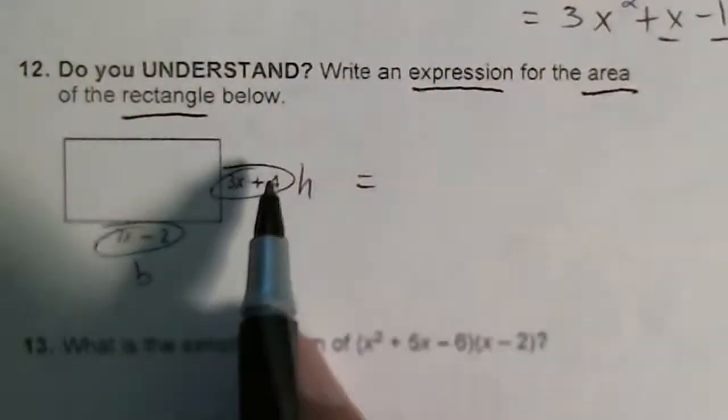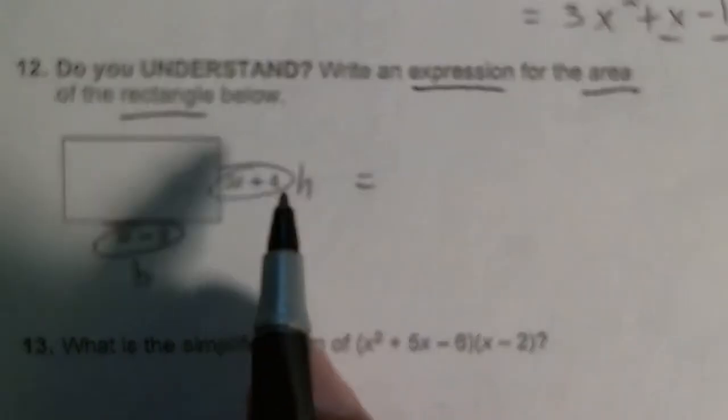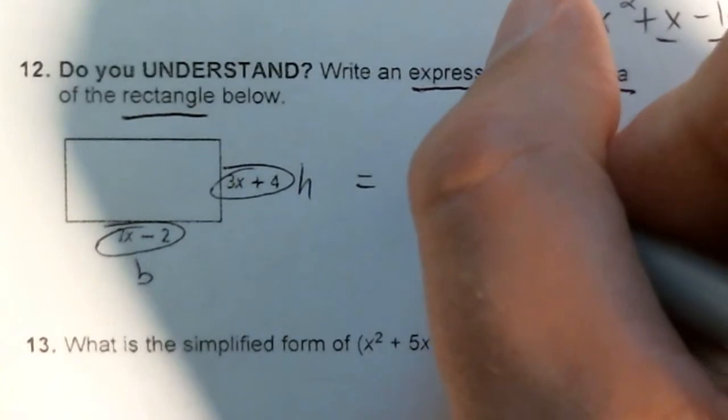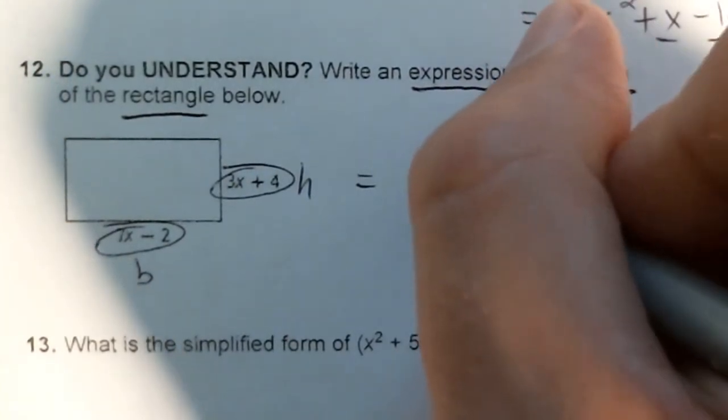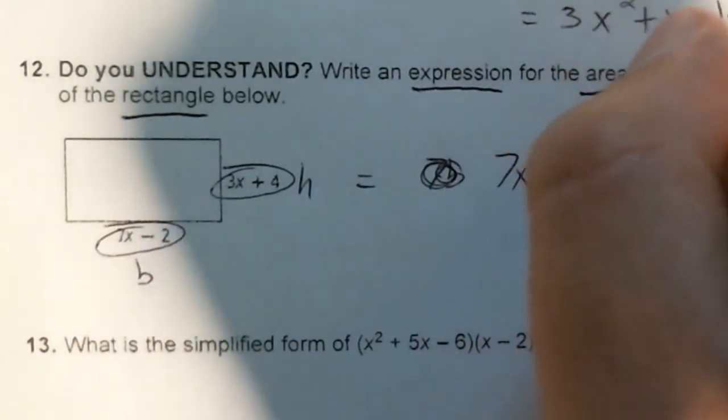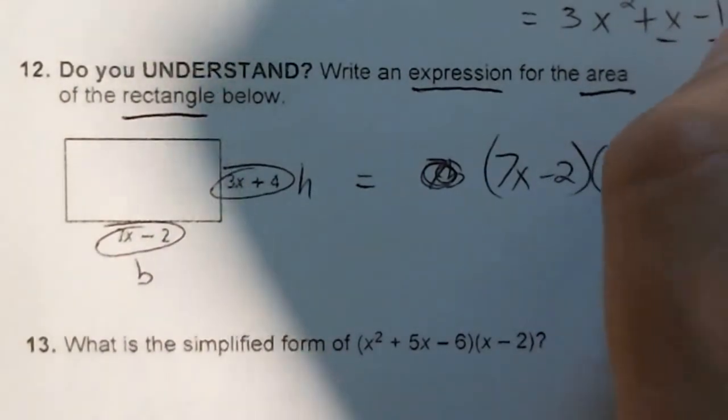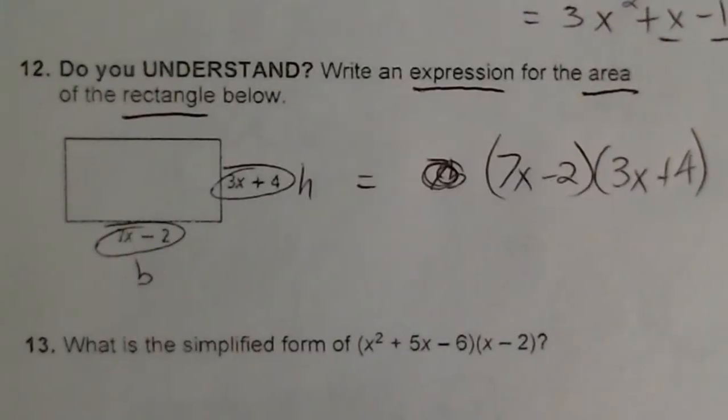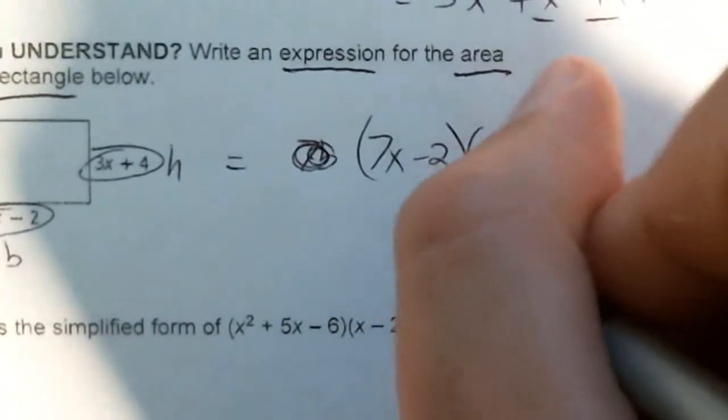So I'm just going to simply do the FOIL method. It doesn't matter which one I write first. 2 times 3 is the same thing as 3 times 2. So I'll do base 7x minus 2 times 3x plus 4. I'm going to use the FOIL method.